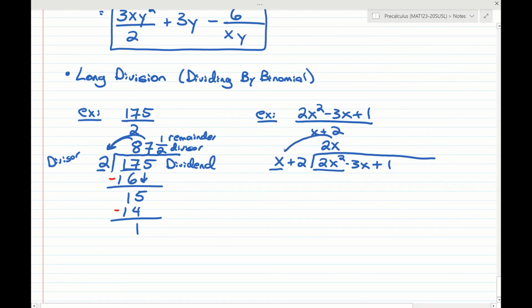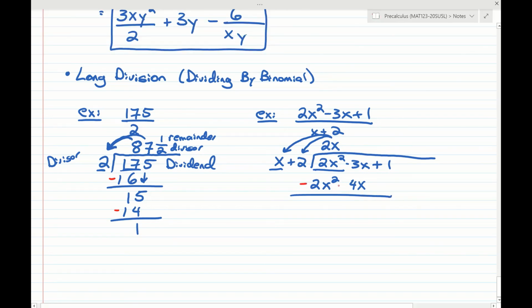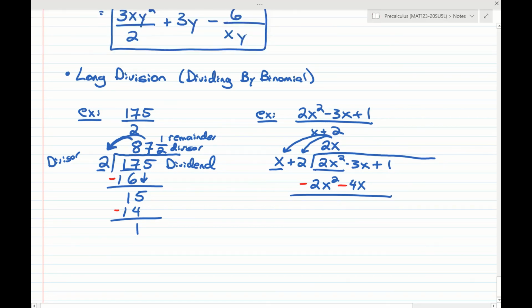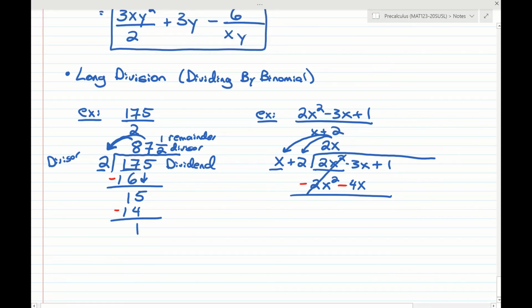Now we're going to multiply 2x times x and 2x times 2, just like we did 8 times 2 here. But we have to remember to subtract them. So what we wind up getting is, these would cancel, as they always do, right? Negative 3 minus 4 is negative 7x, and we bring down the next term.